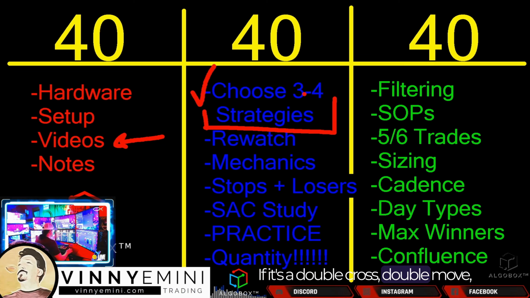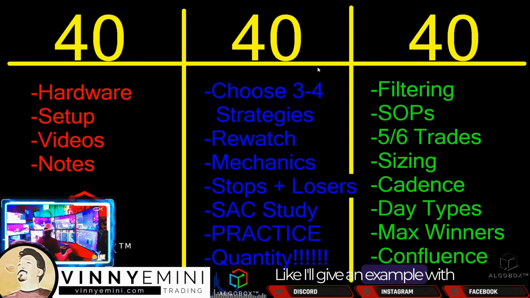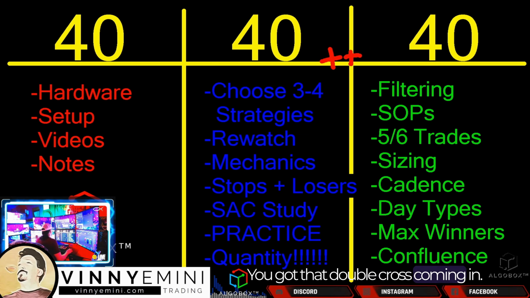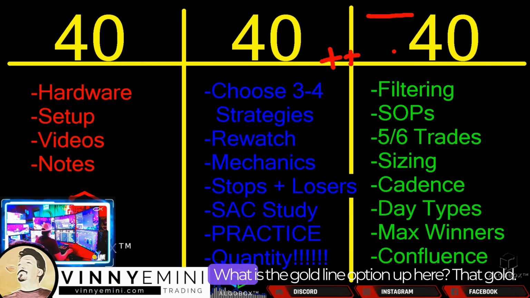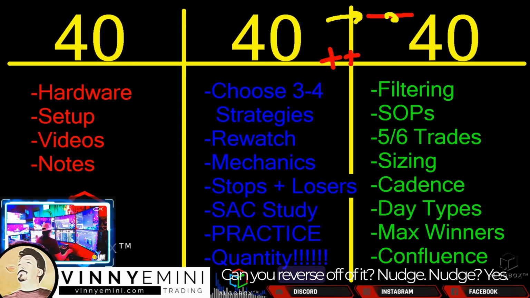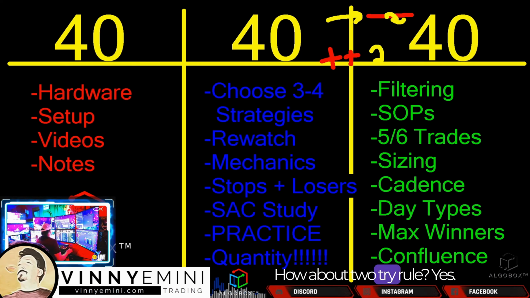If it's a double cross, double move, what do you need to know? Like I'll give an example with the double cross, double move. You got the double cross coming in. What about the gold line? Right? What is the gold line option up here? Okay. That gold, what can you do here? Can you reverse off of it? Hint, hint, nudge, nudge. Yes. How about the 2-try rule? Yes.